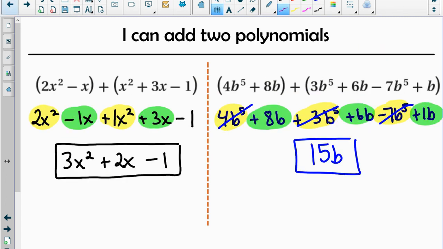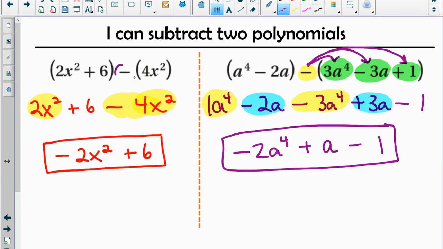So when you add two polynomials, you literally just drop the parentheses and combine like terms. When you are subtracting polynomials, and you'll see the subtraction sign between the parentheses, you have to apply the subtraction to everything in the second set of parentheses. Then you can combine like terms.